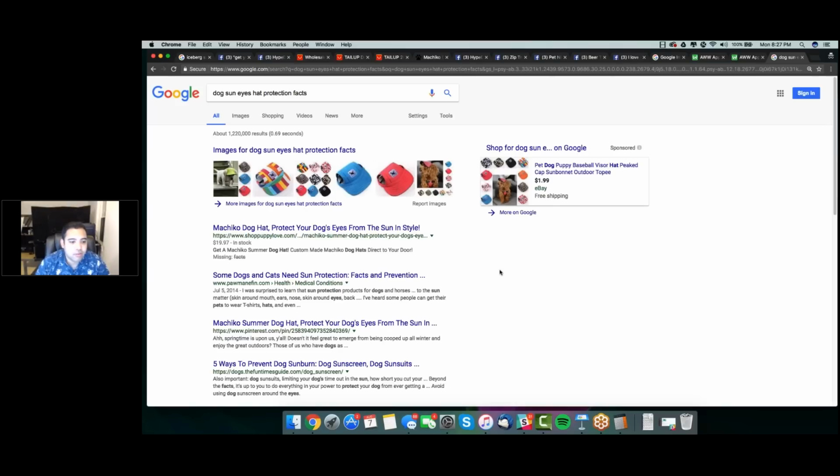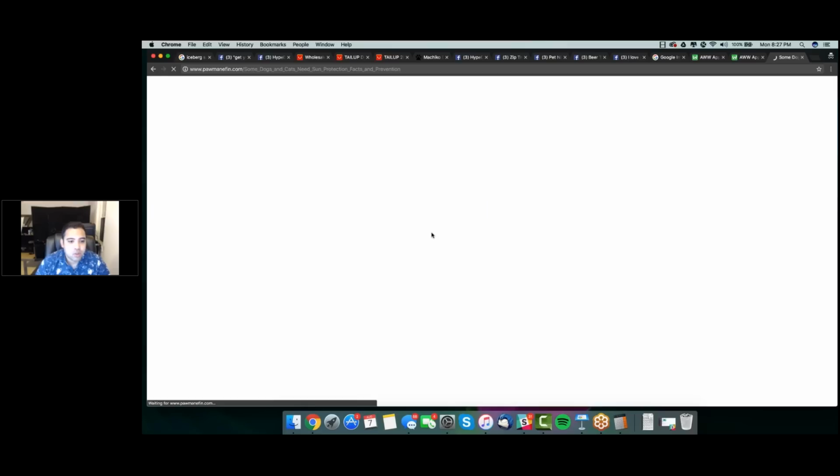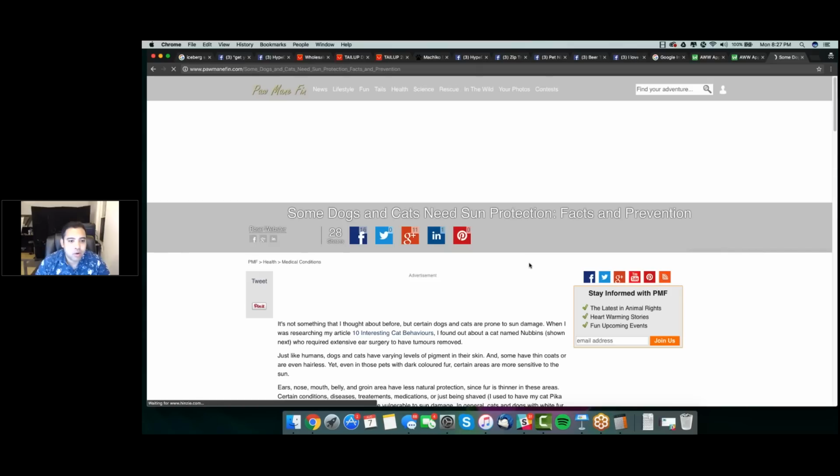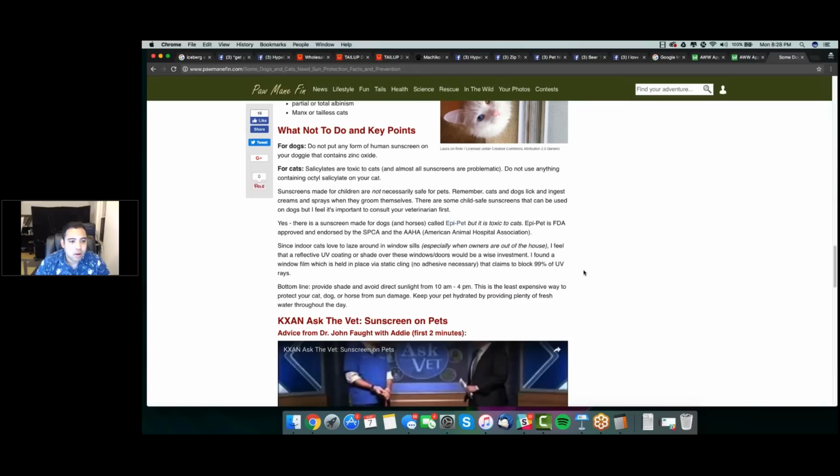Look at this, here's something good. Someone here apparently said that if you put a hat on a dog, it's going to help protect them from the sun. I just read it in the little snippet right there. Belly area, indoor pets, inside vehicles. Let's see. Hairless, damage.